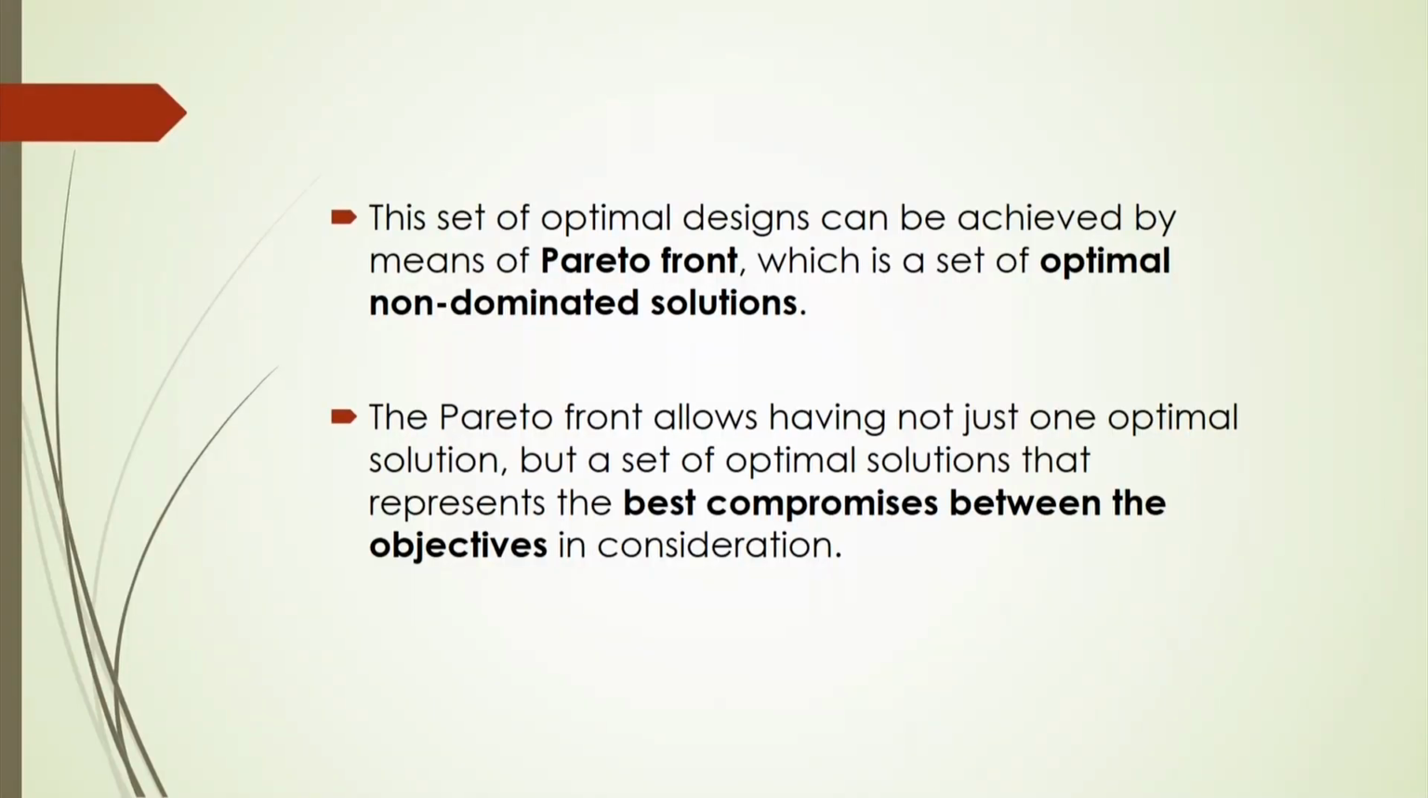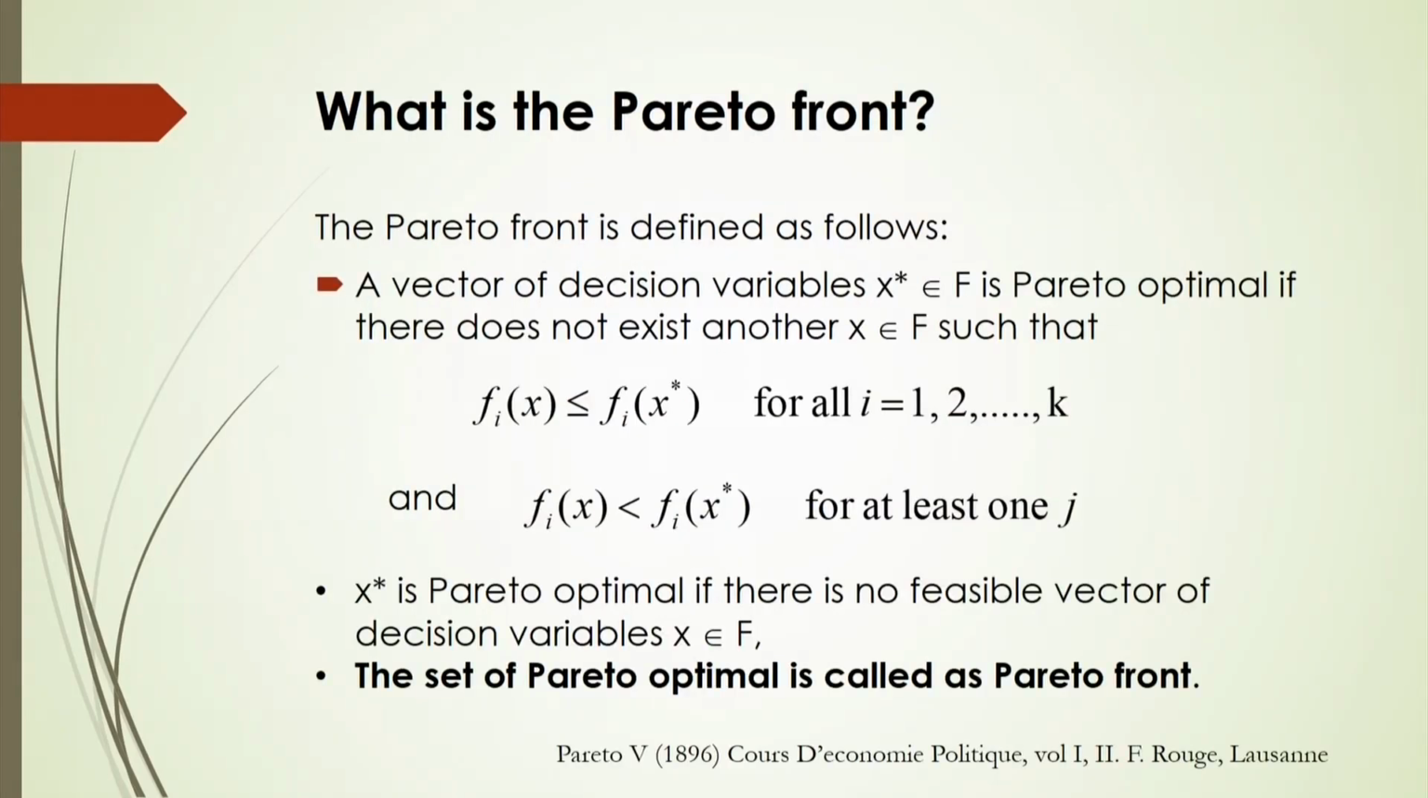So, the set of optimal designs can be achieved by means of the Pareto front. What is that Pareto front? This is generally a set of optimal non-dominated solutions, and the Pareto front allows having not just one optimal solution, but a set of optimal solutions that represents the best compromises between the objectives under consideration. So, the Pareto front should be considered here. What is that Pareto front?